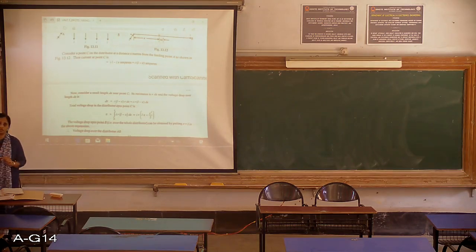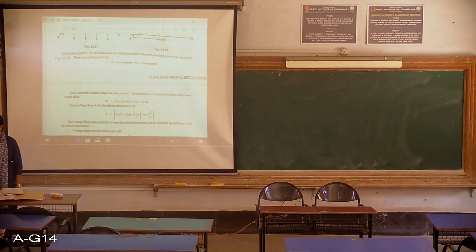It is I into R. So current you know, resistance is r dx. So dV will be I into r, L minus x, dx. So what is the total voltage drop in the distributor up to that point C? The total voltage drop from the feeder up to the point C will be V equal to, you have to integrate this expression over the limits starting from 0 till x, the distance x you have considered. So we have integrated it from 0 to x, I into r, L minus x, dx.